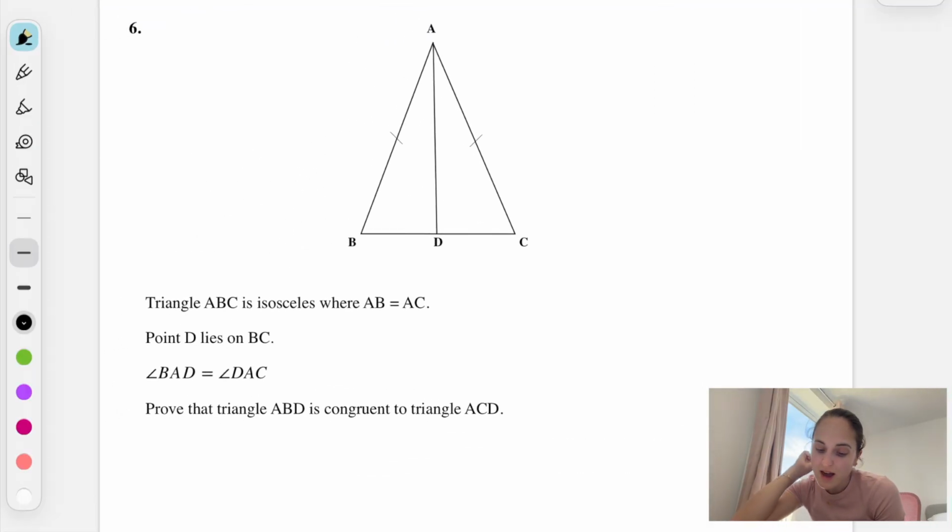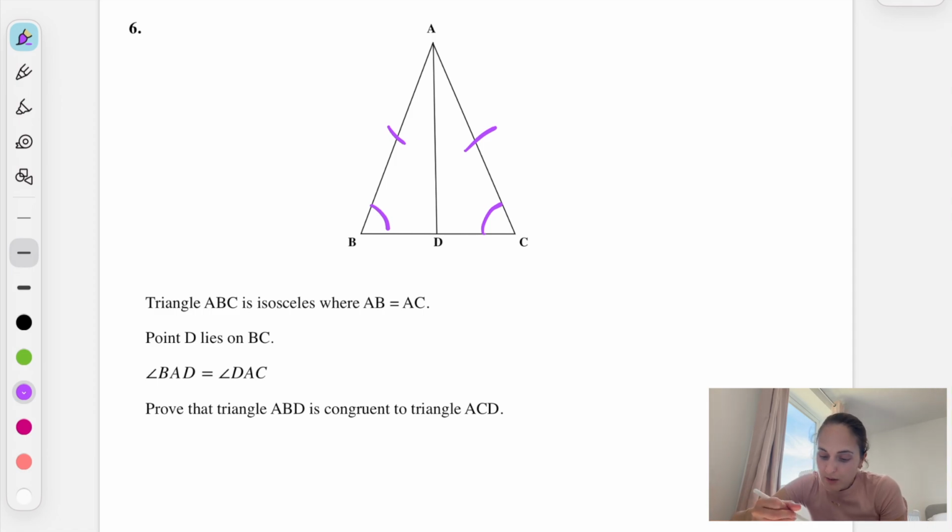This next question here, we have ABC is isosceles where AB equals AC, D lies on BC, and BAD is equal to DAC. We need to prove that triangle ABD is congruent to ACD. So here we have an isosceles triangle. So since it's isosceles, we're actually told that this side is equal to this side. So that's good to know straight away. Because it's isosceles, I also know that this angle must be equal to this angle because that's a fact of isosceles triangles. So that might be useful.